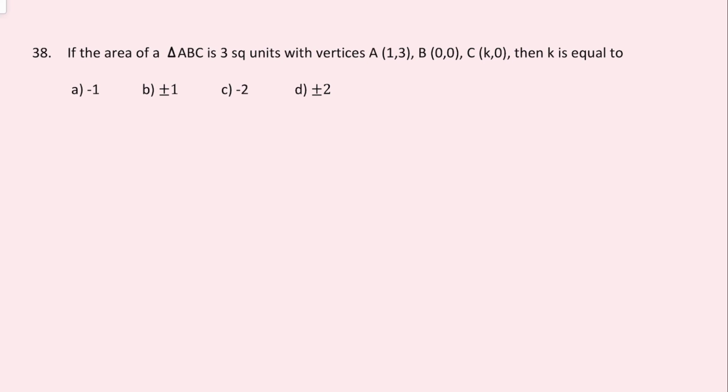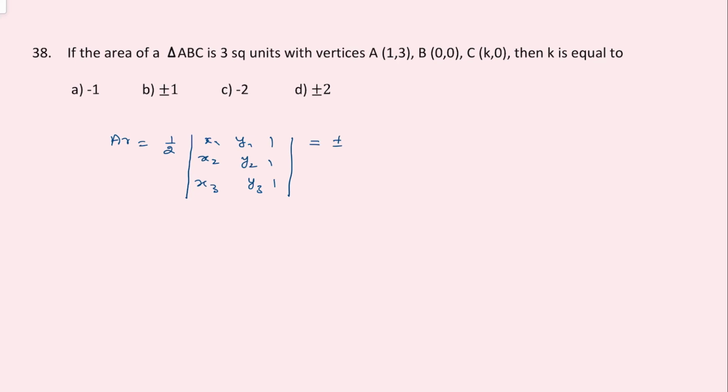If the area of a triangle ABC is 3 square units with vertices A(1, 3), B(0, 0), C(K, 0), then K is equal to. We know the area of the triangle formula: half into the determinant with rows x1 y1 1, x2 y2 1, x3 y3 1, equal to, the area is given as 3.